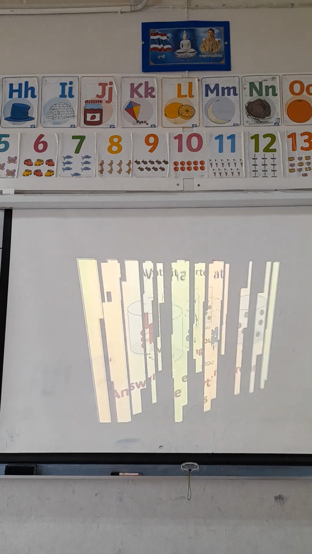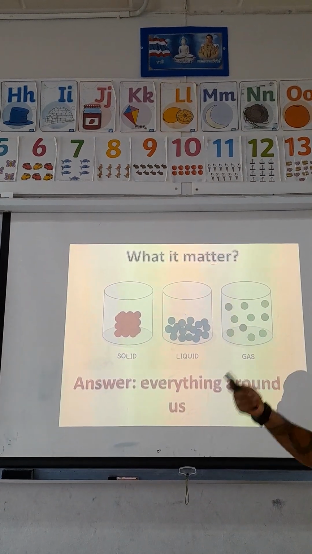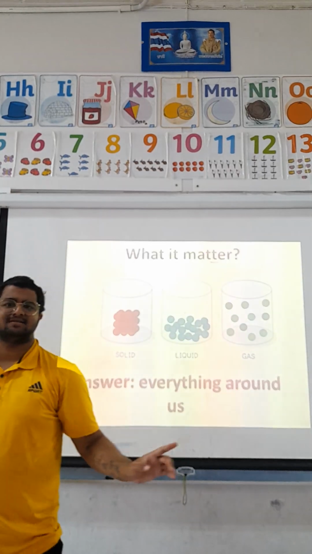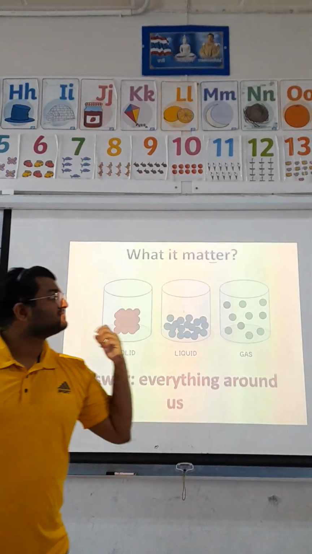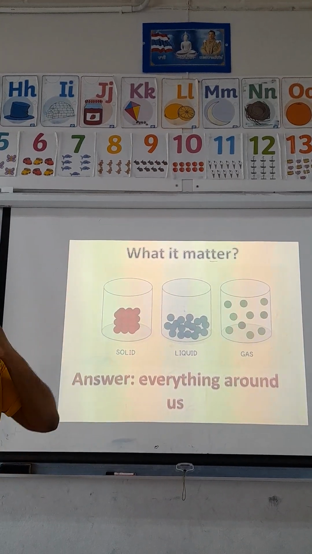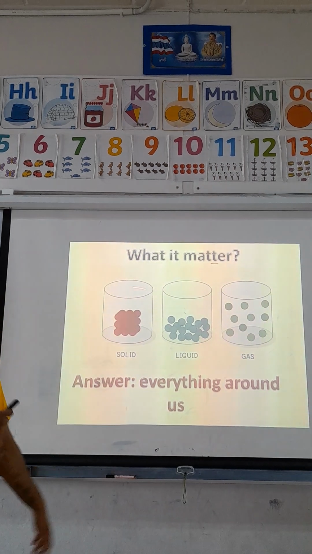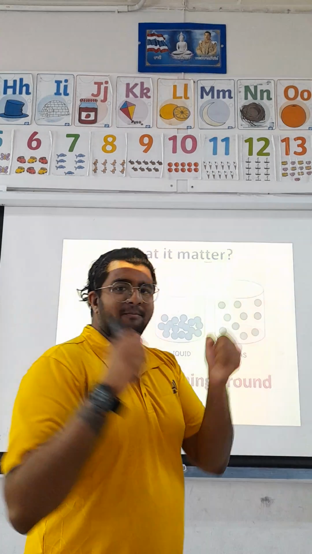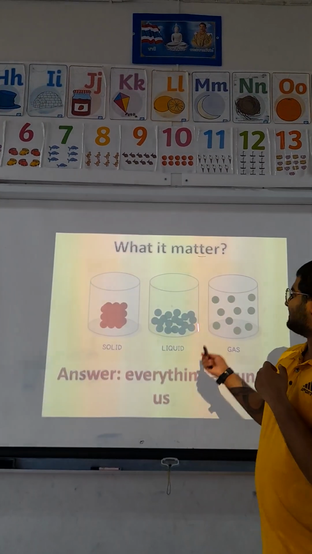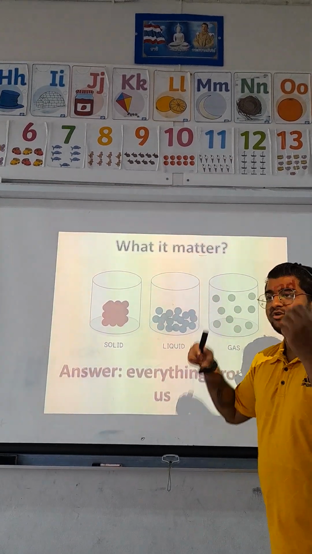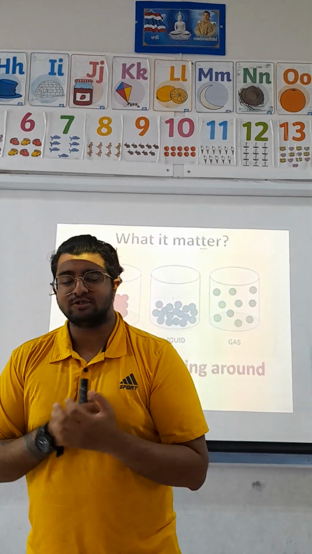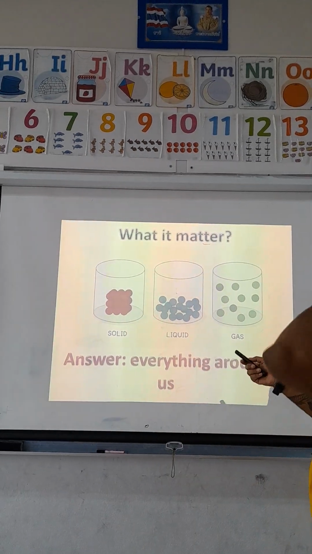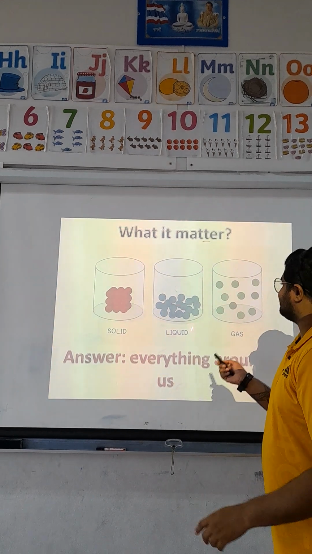Now let's move on. What is matter? Matter, boys and girls, is everything around us. Everything that's around us is made up of matter. And matter is made up of particles. Over here you can see that this is a solid because the particles are all packed closely together. Here is a liquid, and you can tell because all the particles are loosely packed. It is able to move around a little bit, but not a lot.